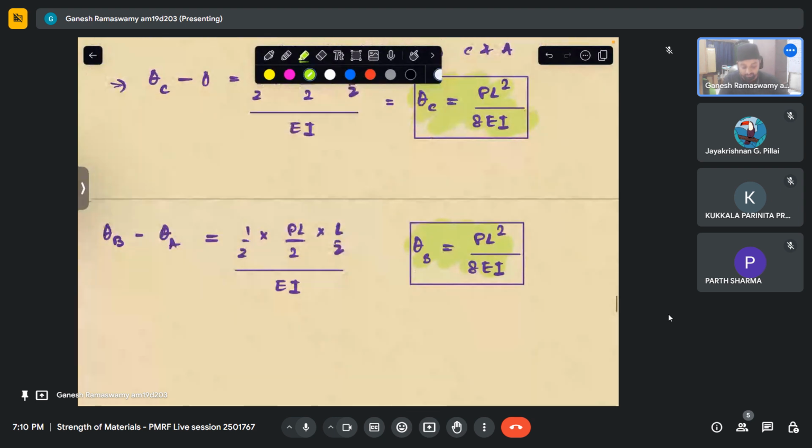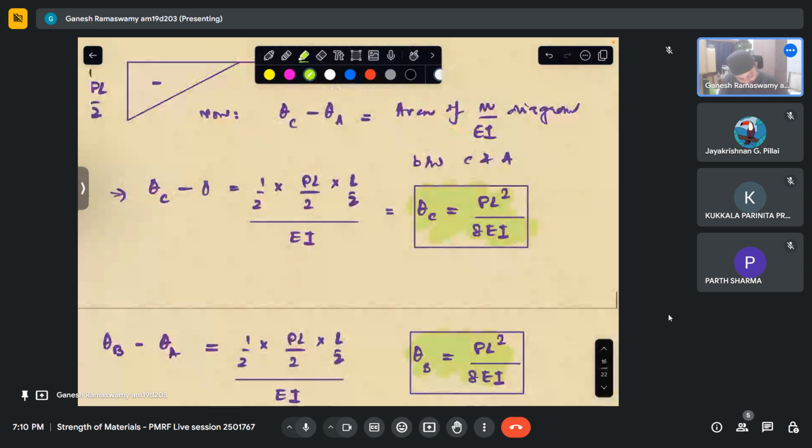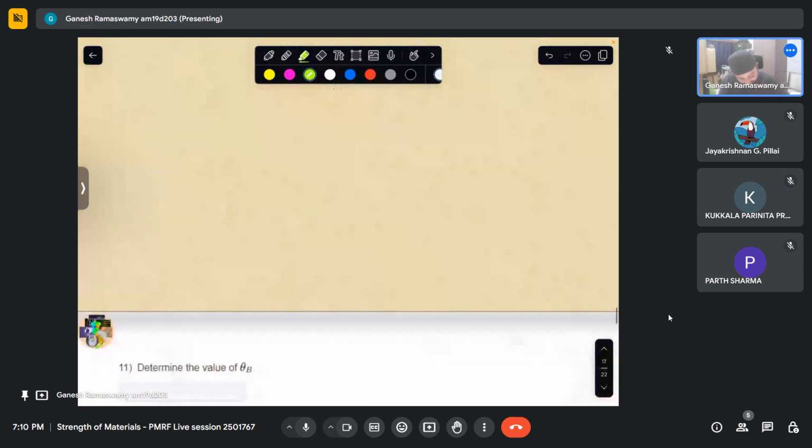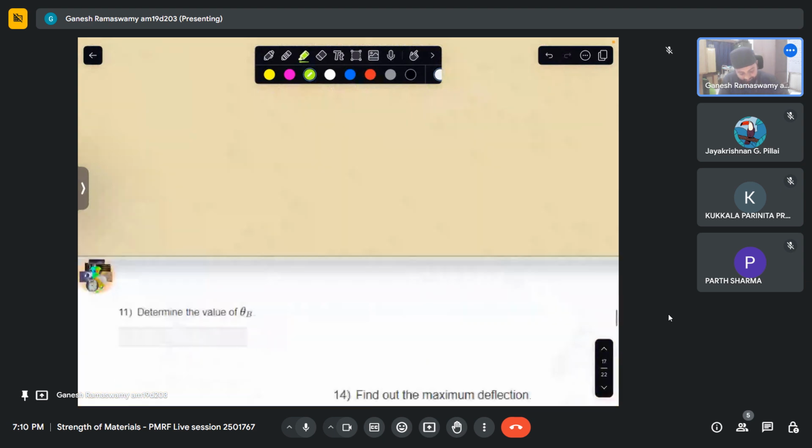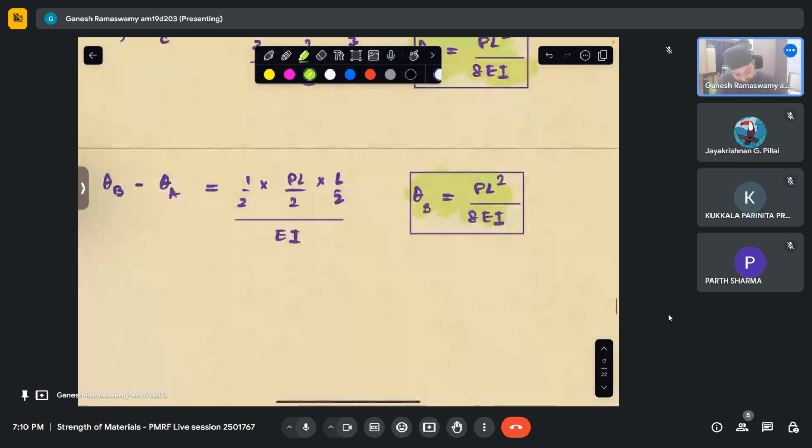Anyway, so theta B is equal to theta C, and we have got this as PL squared by 8EI. So now the next question asks what is the deflection at point C. So let us calculate the deflection at point C.